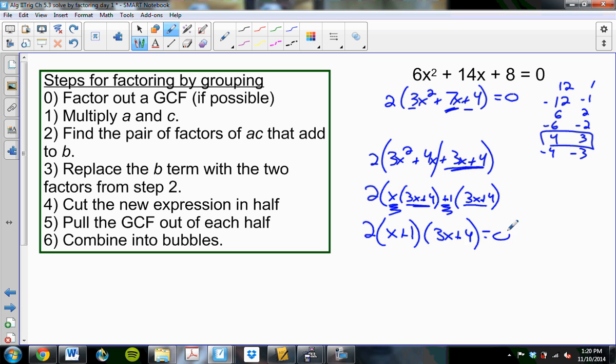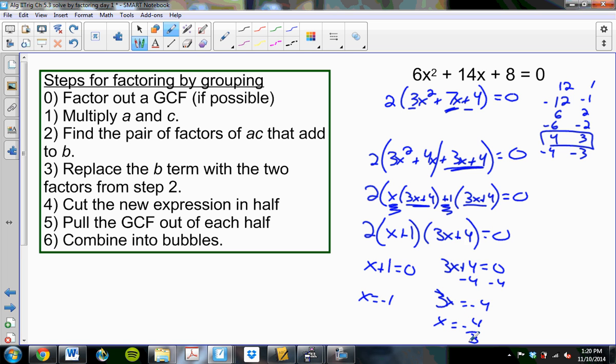Here's the key. This is still equal to 0. It's equal to 0 the whole way. I need to actually solve this. I have to actually find what values of x make this true. I get that x equals -1. Subtracting 4 from both sides, and 3x equals -4. So x equals -4/3. Those are my two solutions to that quadratic that we couldn't solve a couple days ago.